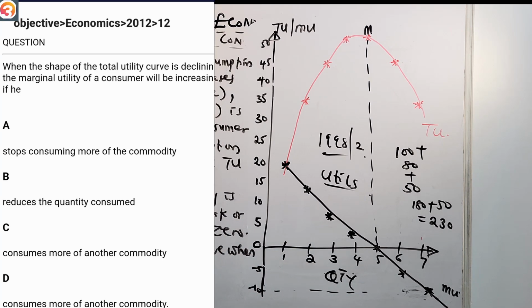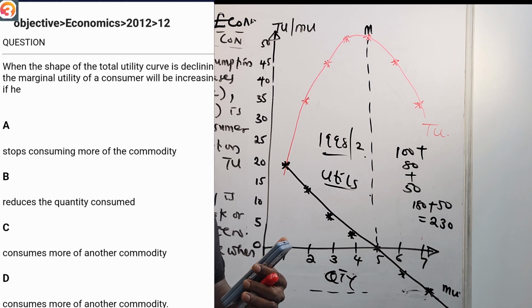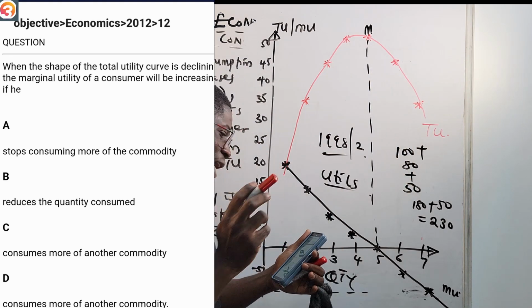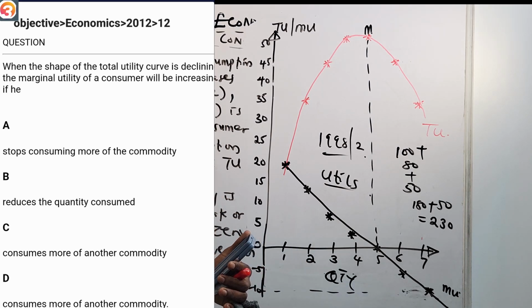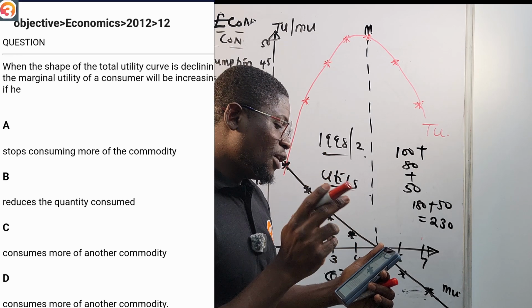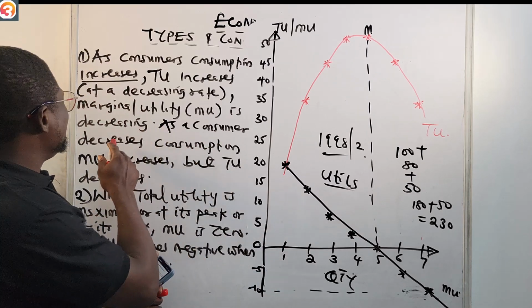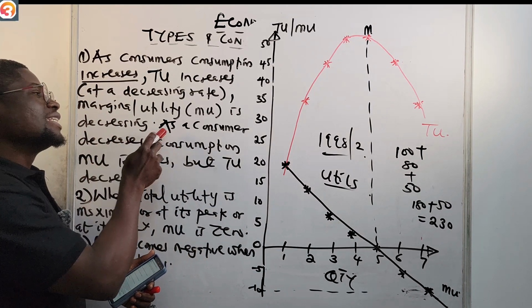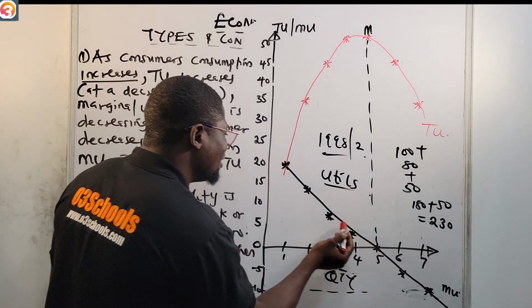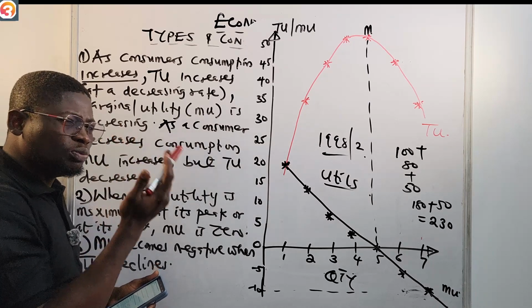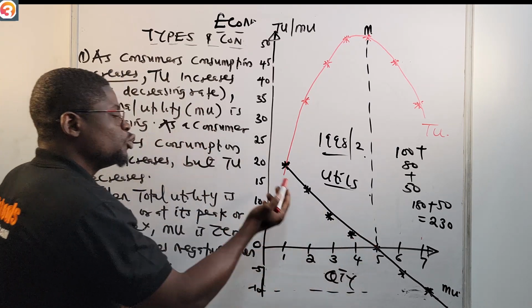2012 number 12. It says when the shape of the total utility curve is declining, the marginal utility of a consumer will be increasing. What will make it increasing? They say the marginal utility of a consumer will be increasing if he decreases his consumption. So as a consumer, the only thing that will make marginal utility increase is when the consumer is decreasing his consumption, when he's not consuming that much. So marginal utility will be increasing.